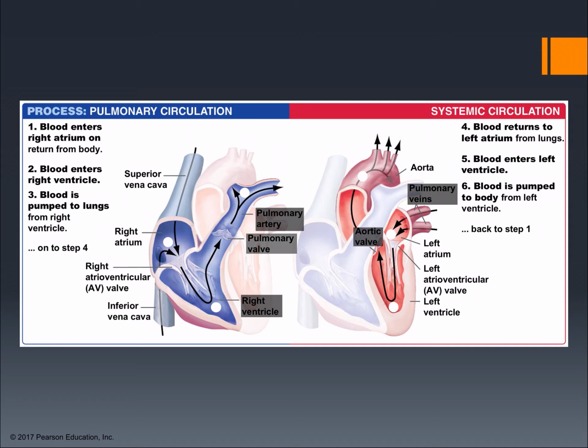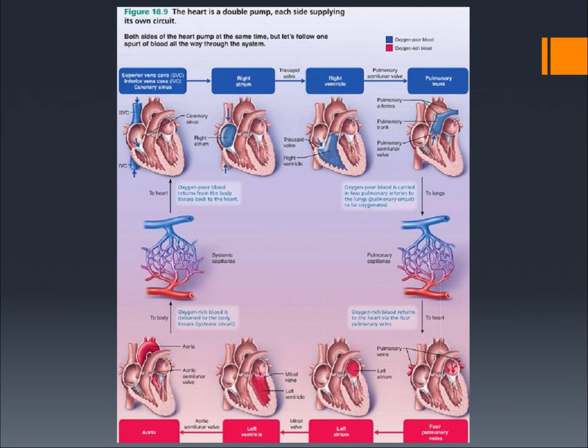The left side of the heart is significantly more muscular than the right side because it's got to pump blood all throughout the body, whereas the right side is just pumping it to the lungs, and the lungs are right next to the heart, so there's not a whole lot of muscle needed to pump the right side. And that's what this is showing you as well in this figure.